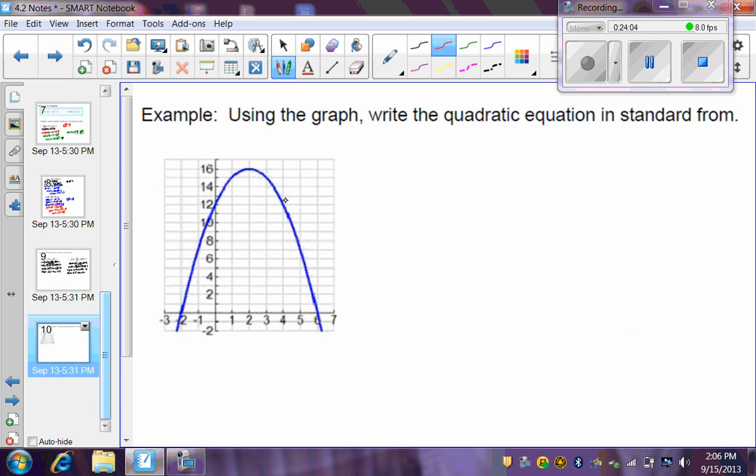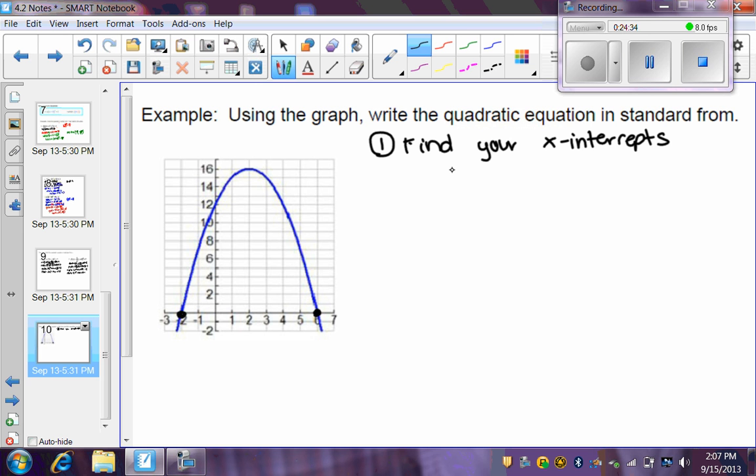Okay, our last example says, using the graph, write the quadratic equation in standard form. There are 2 methods that you can use to approach this. The first method is using your x-intercepts. So that's the way I'm going to do it first. So the first step, if you do it this way, is to find your x-intercepts. So if I look at the graph, it crosses at 6 and negative 2. So we have x equals negative 2 and x equals 6.